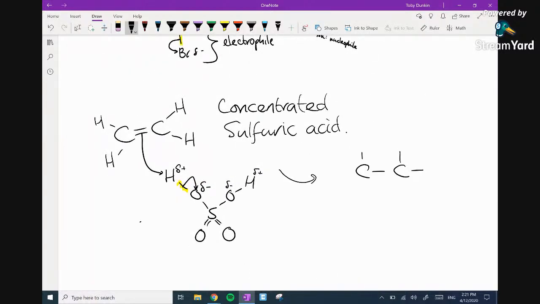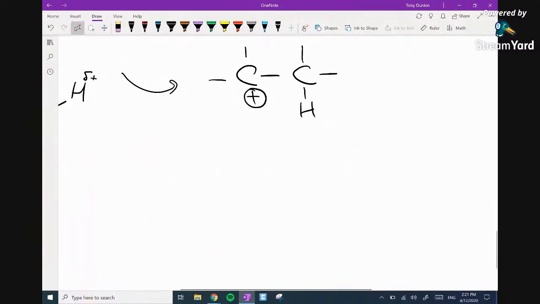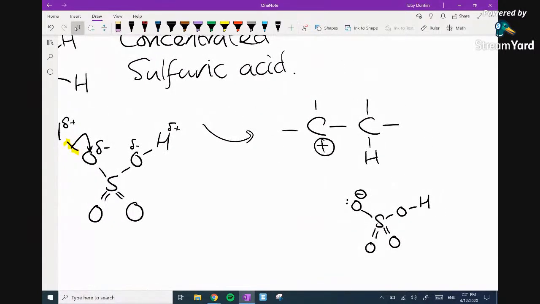Once again, straightening them up. And this is the hydrogen I've just attached. That now becomes fully positive. But what does the sulfuric acid become? The sulfuric acid now looks like this. There we go. If you make a positive, you must make a full negative.